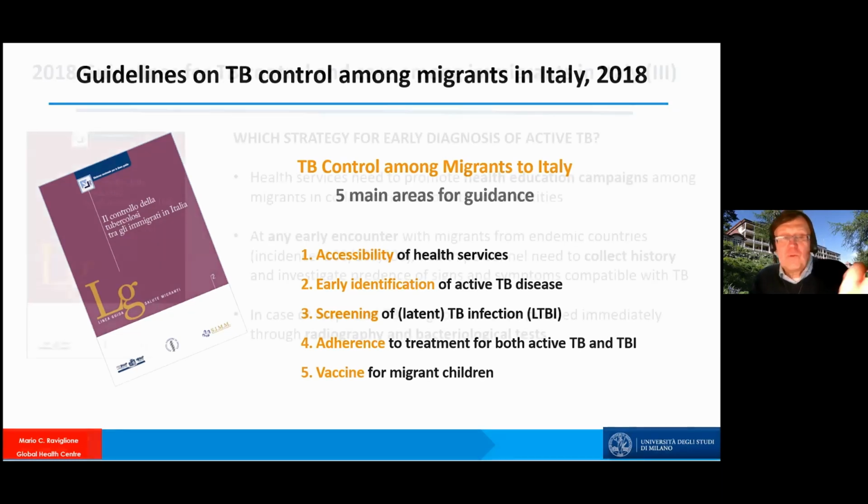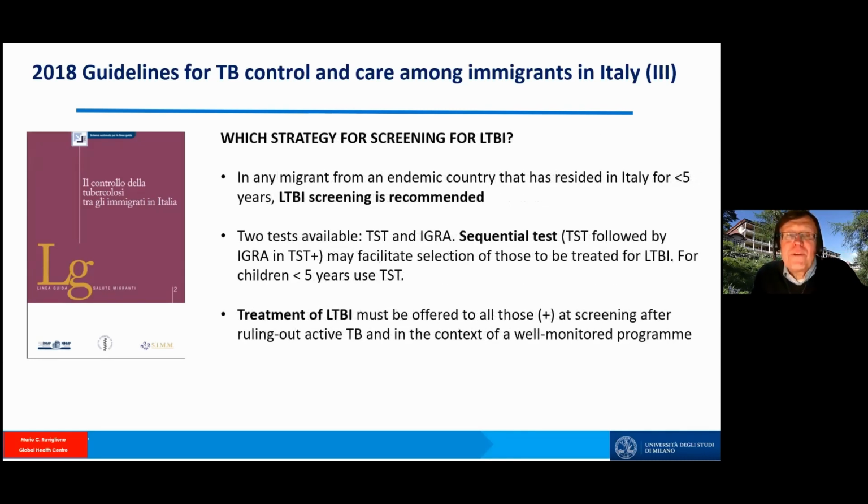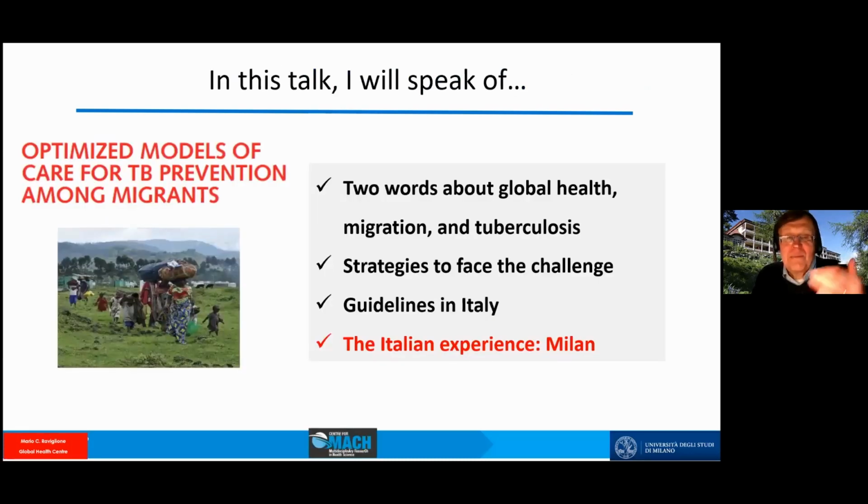And this is what they say selectively on, for example, early diagnosis. They speak about health education campaigns among migrants. They speak about collecting the history of the patient at any early encounter with the patient. And in case of any suspicion, then what needs to be done: radiography, bacteriological test. And when it comes to screening of migrants, the guidelines emphasize that screening is recommended in everyone that is coming from countries above 100 per 100,000, that there is a preference for a sequential test, first TST, then in those positive IGRA, and the treatment that, of course, must be offered for people who are positive to both screening tests, if you like, and as I said before, treatment.